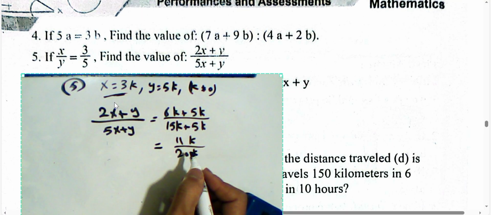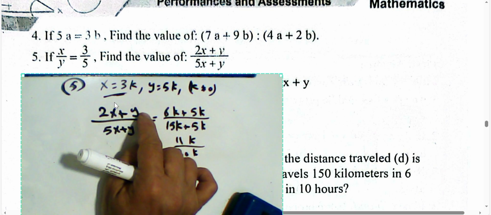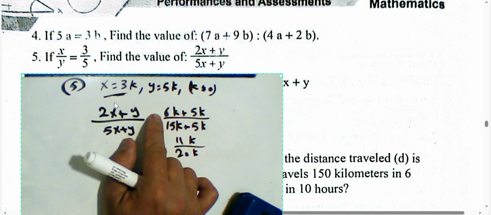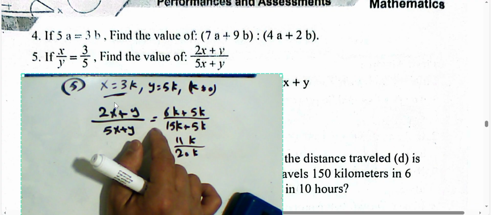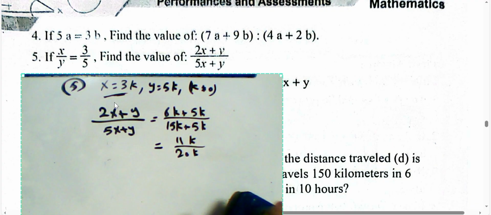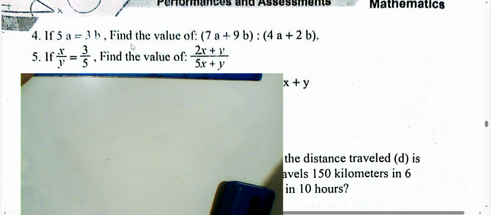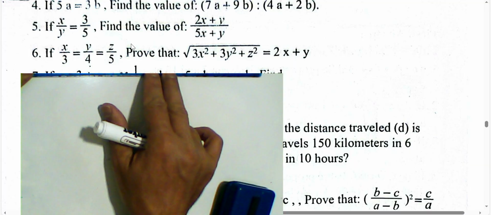Understood? The value of y is 5k, and we have here 2 times x and 5 times x. You can cancel k by k. 11 over 20 is the answer. Next question, number 6.